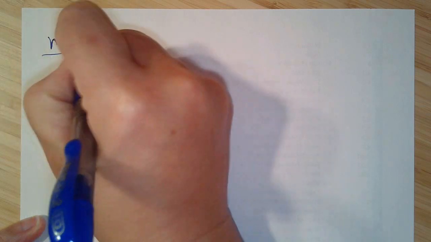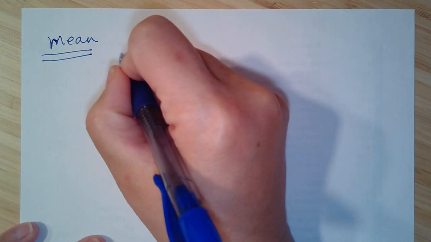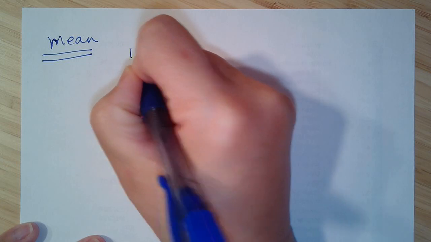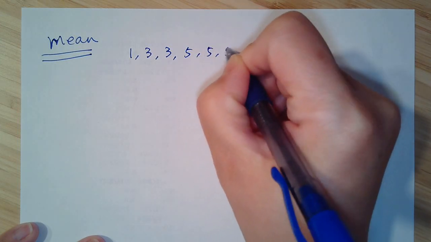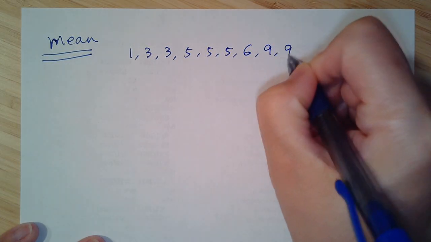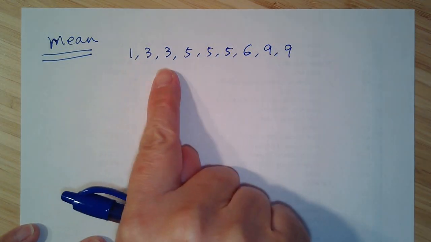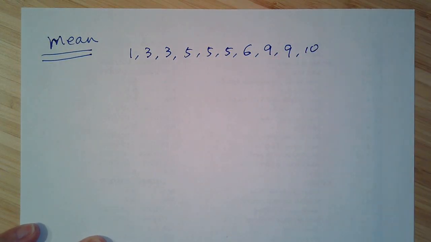Let's go back to mean, because I want to say something a little bit more about mean. It combines with the frequency table we learned earlier. Okay, if you have a data set, let's see, 1, 3, 3, 5, 5, 5, 6, 9, 9. Okay, let's say you have this data set. You have 1, 2, 3, 4, 5, 6, 7, 8, 9. Let me just add one more. Okay, so you have 10 numbers. That's your data set.